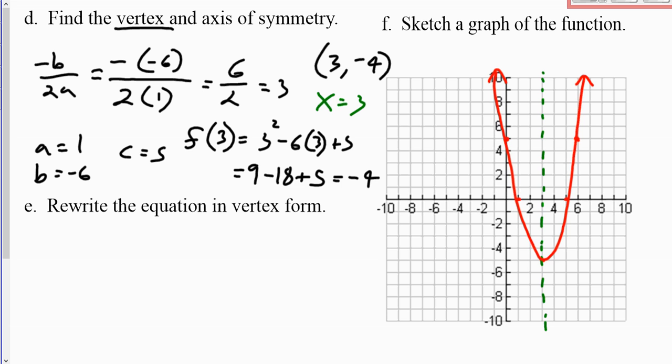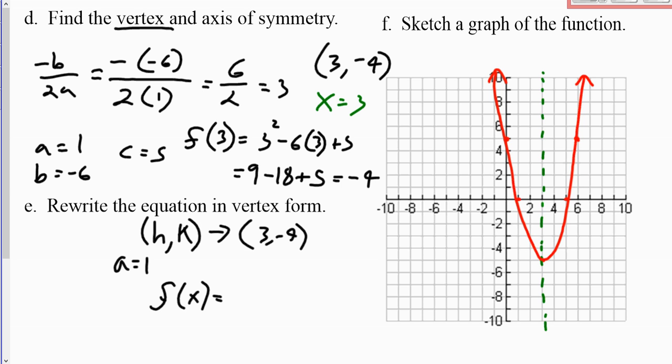And now if I want to rewrite the equation in vertex form, I just need my h and k values. Well, that h and k value is my vertex, which is 3, -4. And I need my a value. My a value is 1. So now I can rewrite f of x in vertex form, doing 1 times x minus 3 squared plus -4. And that is the same equation in vertex form.